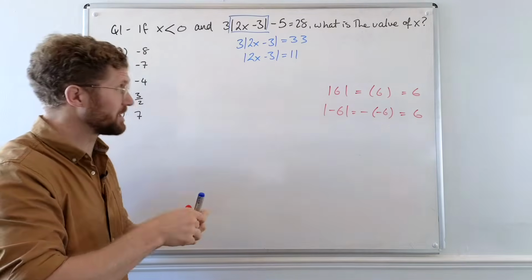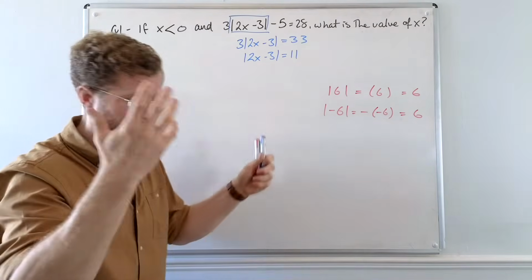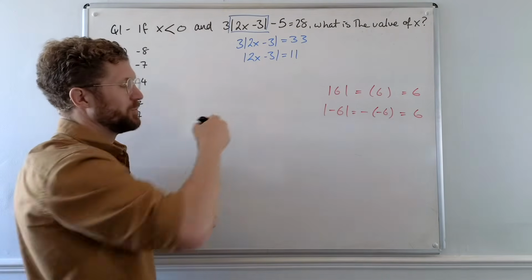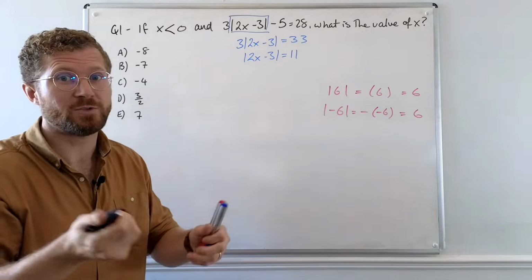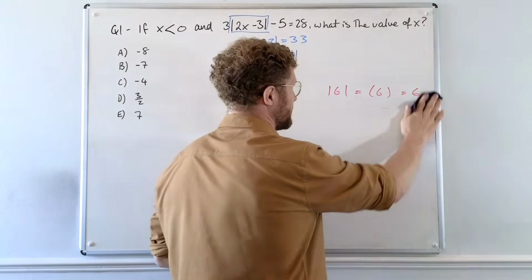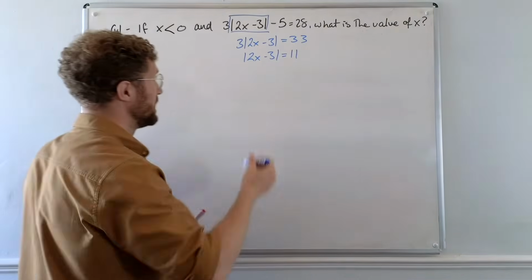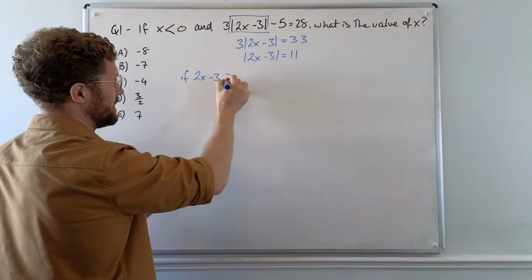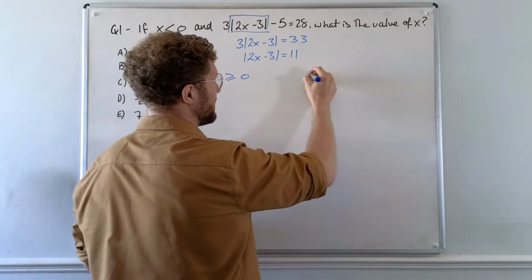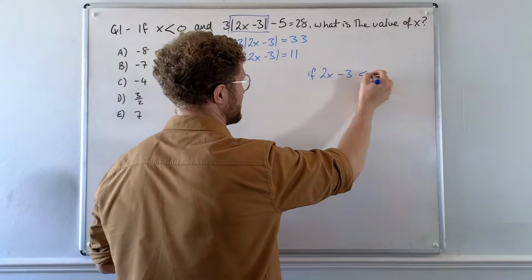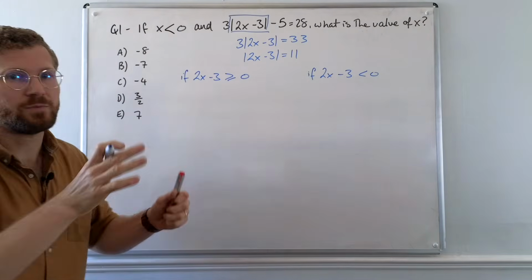All right, now we're going to take that and use that in this more complex case. Now the problem here is, because I don't know what x is, I don't know whether 2x minus 3 is positive or negative. So we've got to look at both cases. We've got to consider what happens if 2x minus 3 is greater than or equal to 0, and we've got to look at what happens if 2x minus 3 is less than 0. So we'll do both of these separately.